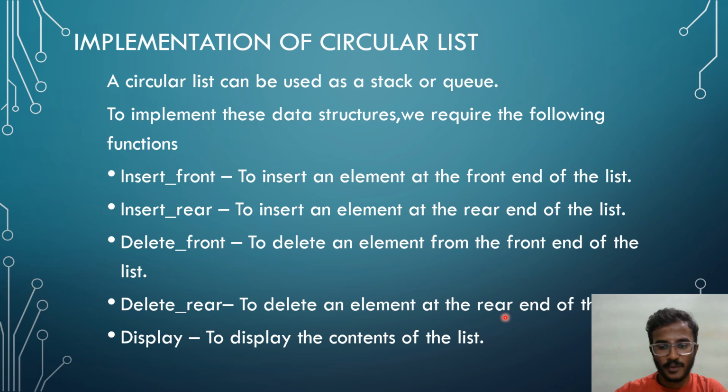How can we implement circular list? A circular list can be used as a stack or queue. To implement this data structure, we require the following 5 functions: insert at front, insert at rear, delete at front, delete at rear, and display.